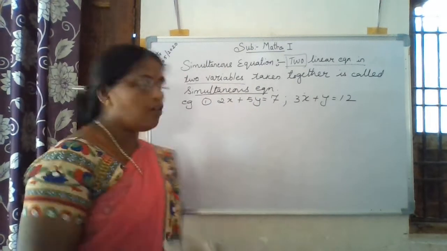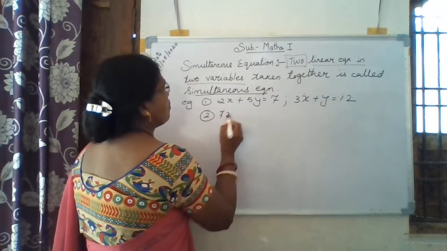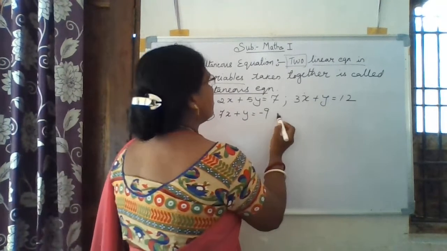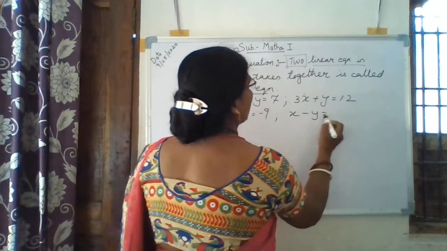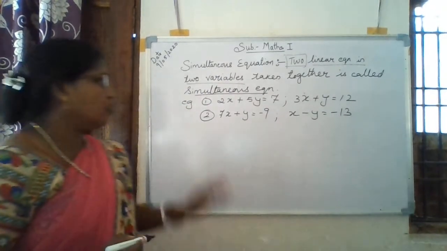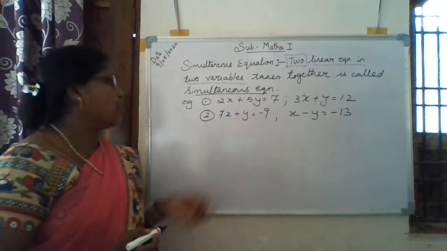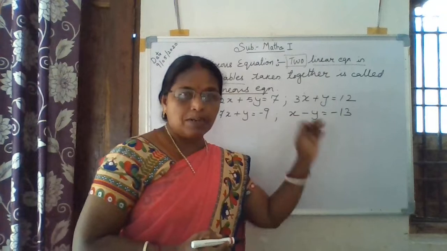Did you understand? For example, another one. 7x plus y is equal to minus 9, suppose. Another equation, x minus y equal to minus 30. So this is another example of simultaneous equations. Now, we solve the simultaneous equations simultaneously.